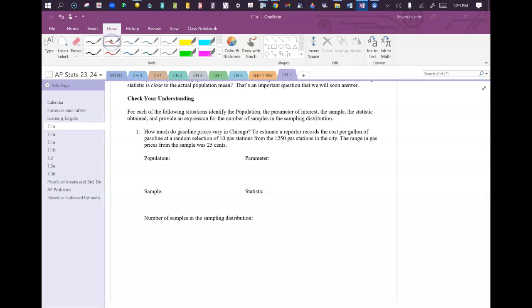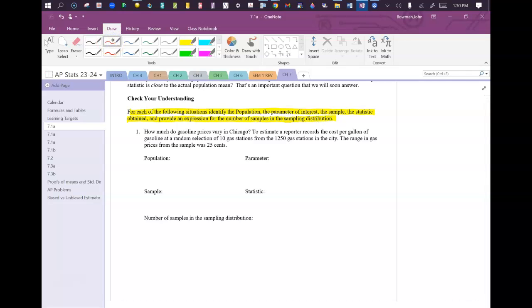So to make sure that everybody understands this idea, we're going to do a couple of problems here. For each of the following situations, identify the population, the parameter of interest, the sample, the statistic, and obtain and provide an expression for the number of samples in the sampling distribution.